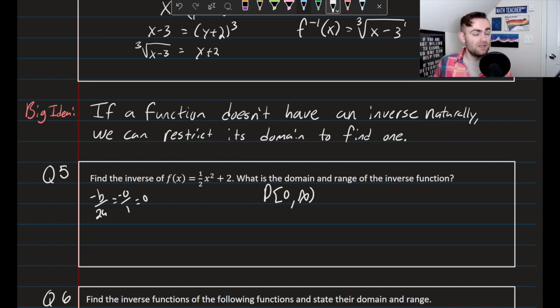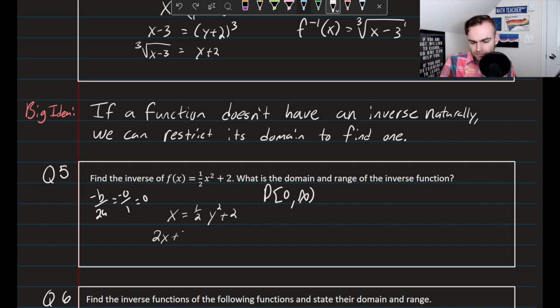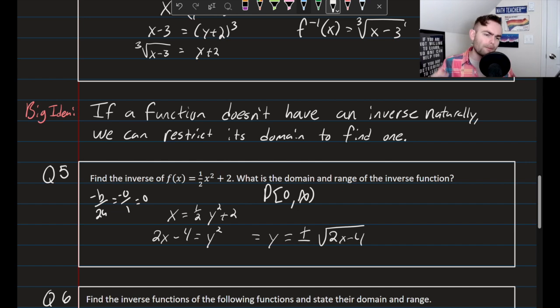Now we can do the same process we did with the other one analytically. Replace the x with a y, the f of x with an x, solve, and there we go. We shouldn't have any more problems. So what does that look like? We have x is equal to 1/2 y squared plus 2. We're going to subtract 2 and then multiply by 2. So we have 2x minus 4 is equal to y squared, which means that y is equal to the positive or negative square root of 2x minus 4.